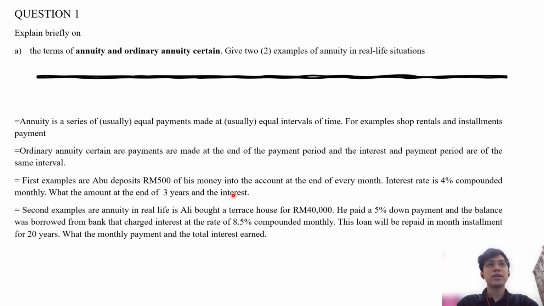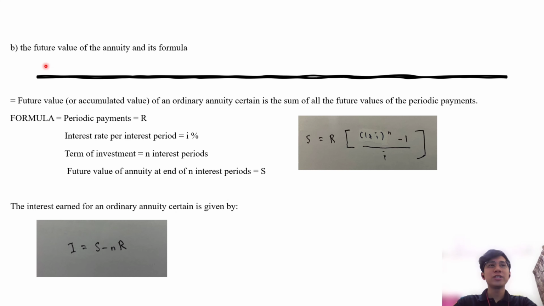I'm done with question A, so we go to question B. Question B, they want us to explain the future value of the annuity and the formula. The future value of an ordinary annuity certain is the sum of all the future values of the credit payments. R is the credit payment, i percent is the interest rate per interest period, n is the term of investment, and S is the future value of the annuity at the end of an interest period.